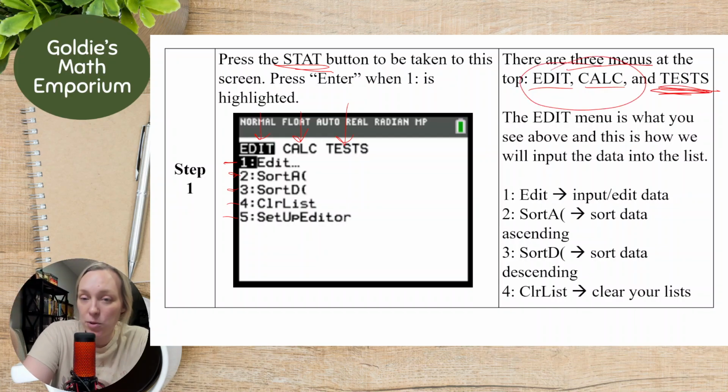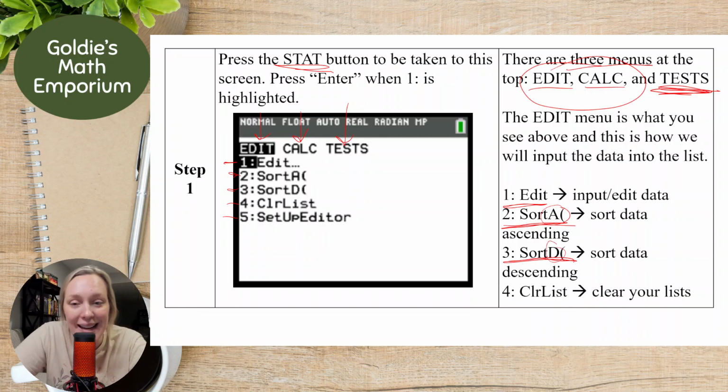So edit. First, we're going to do edit. Edit menu, well, number one is also called edit. That's where you input and edit your data. When you click sort A, it sorts the data. Same thing with 3, it sorts the data, but the A means it sorts ascending and D means it sorts descending. So ascending would be from lowest to highest, descending from highest to lowest.